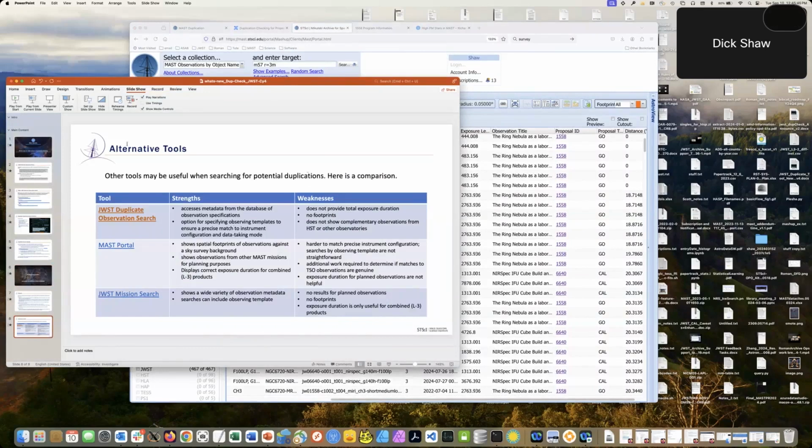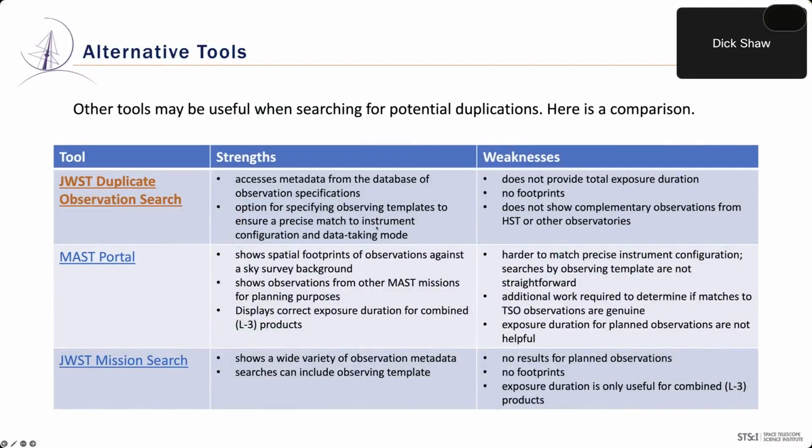And here on the last page, let me just show that. There are other tools that, aside from the duplicate observation search, this just shows their strengths and weaknesses, what they will give you, what they won't give you. And between those, you get a pretty good idea. But ultimately, looking at the APT file is the ultimate source of truth. It's just that you don't want to start trolling through APT files unless you're pretty sure you need to. And that is what I have for you.